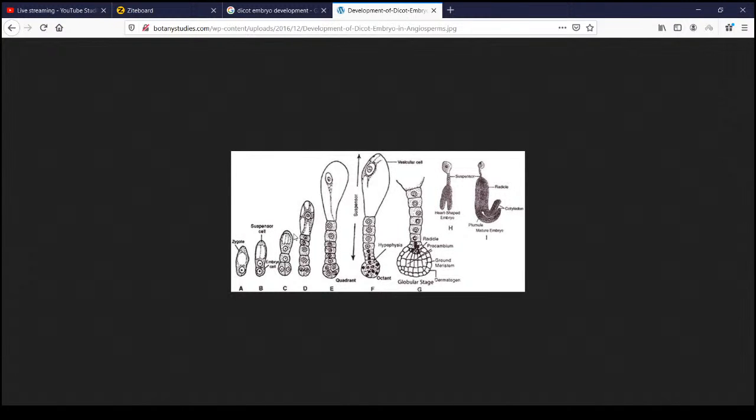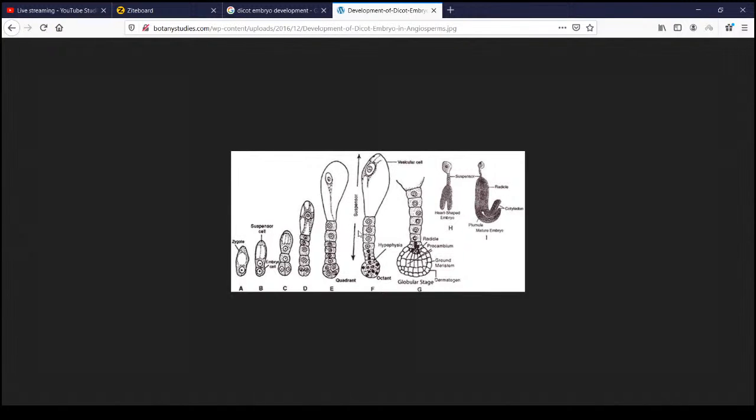Now the terminal cells of the four-celled proembryo divide vertically at right angle to the first vertical wall. They will form four cells. You can see they will be forming four cells here. Now each of the four cells will produce an 8-celled stage via transverse division.